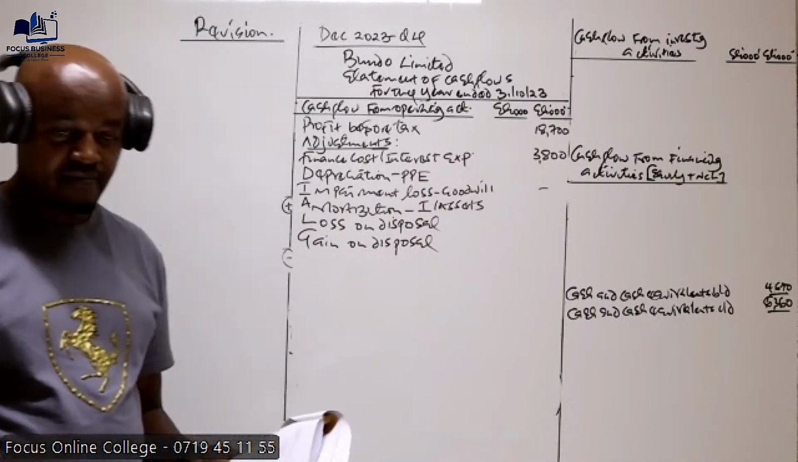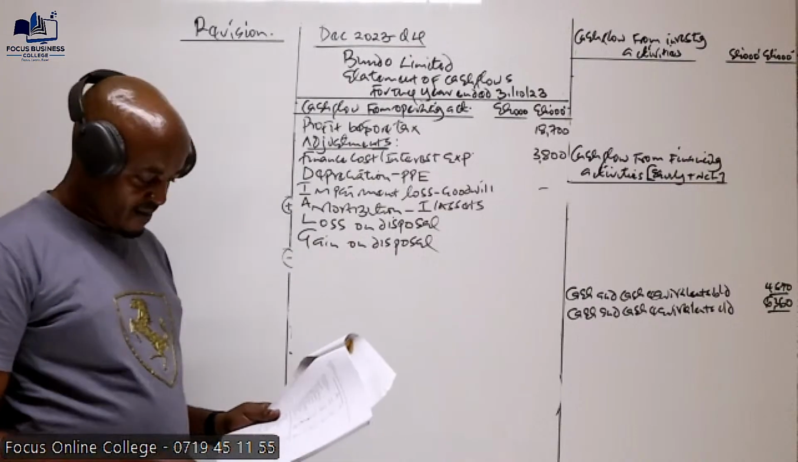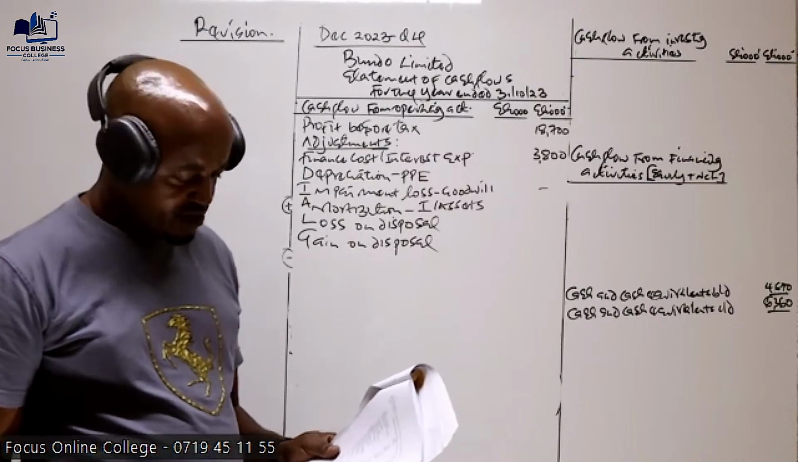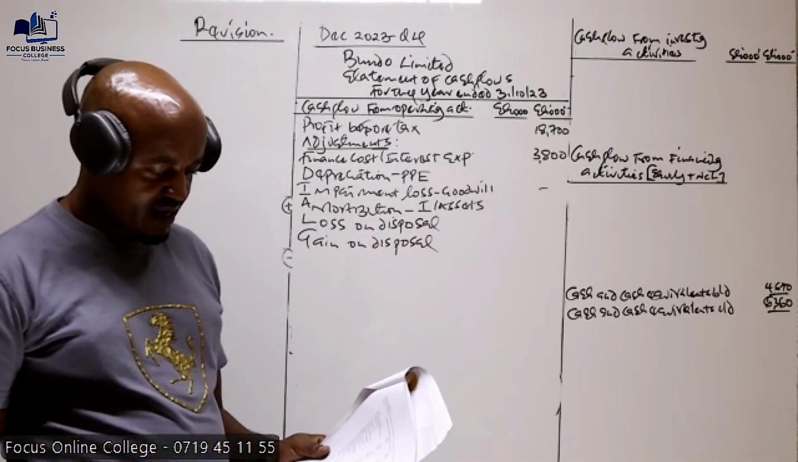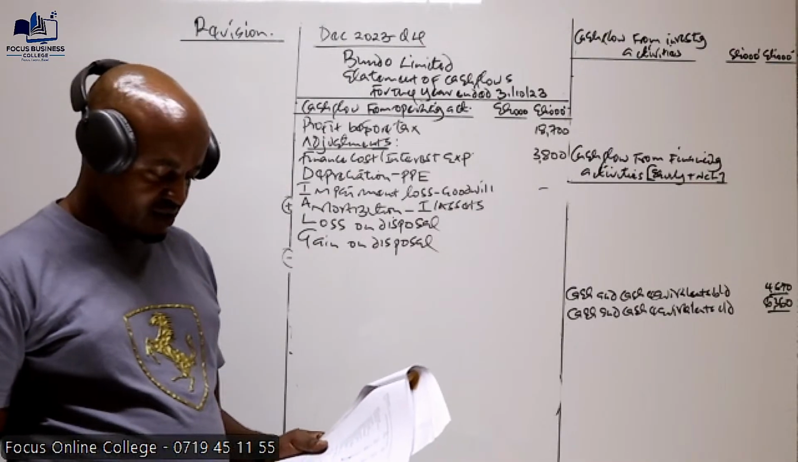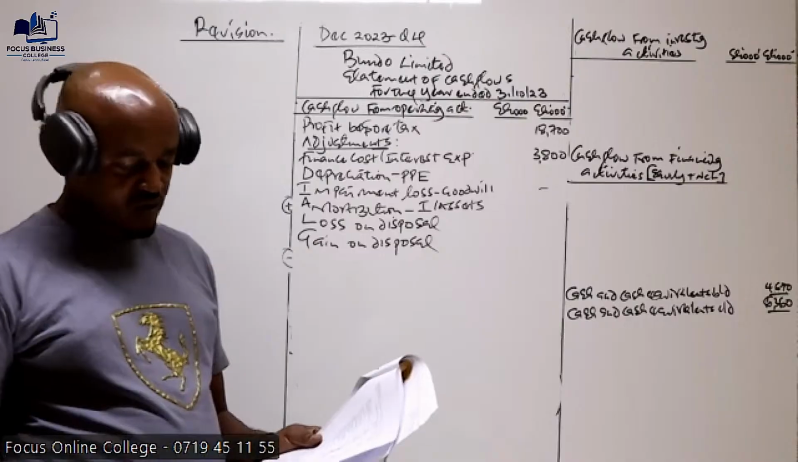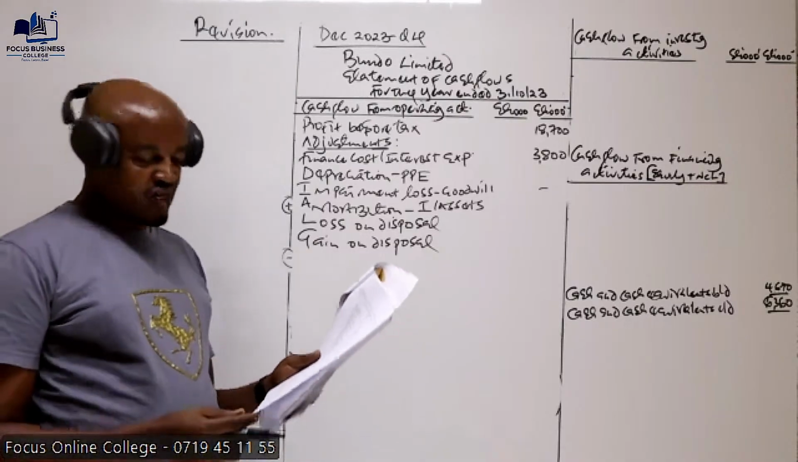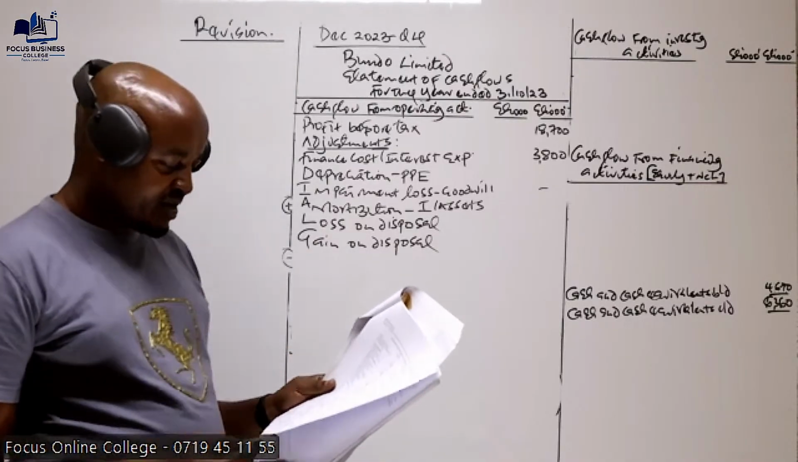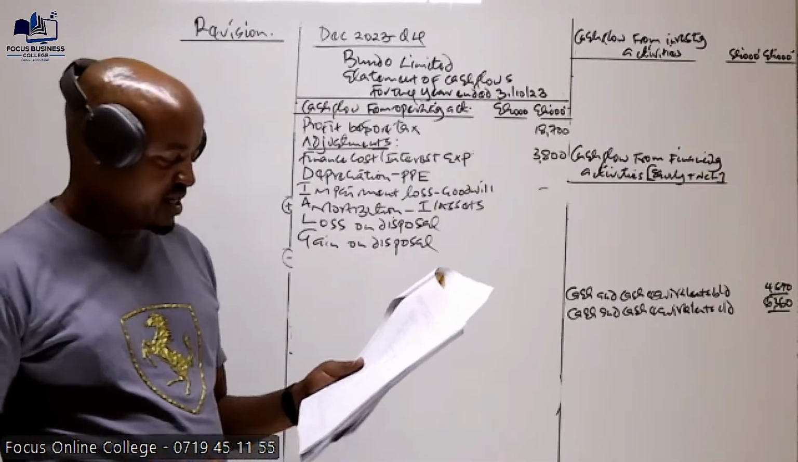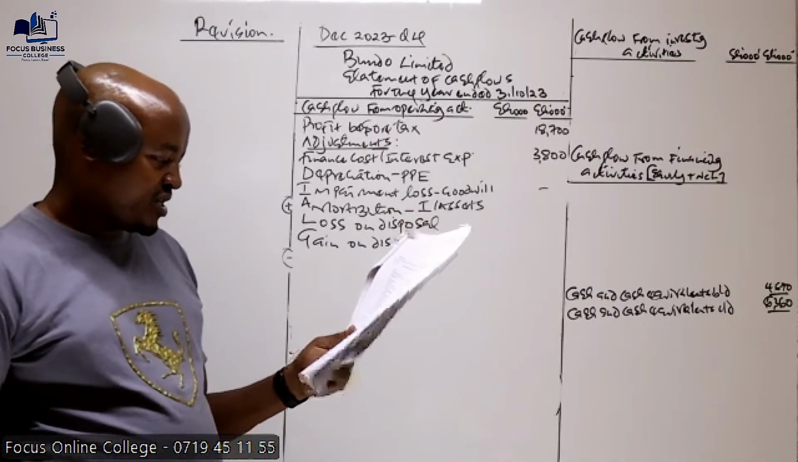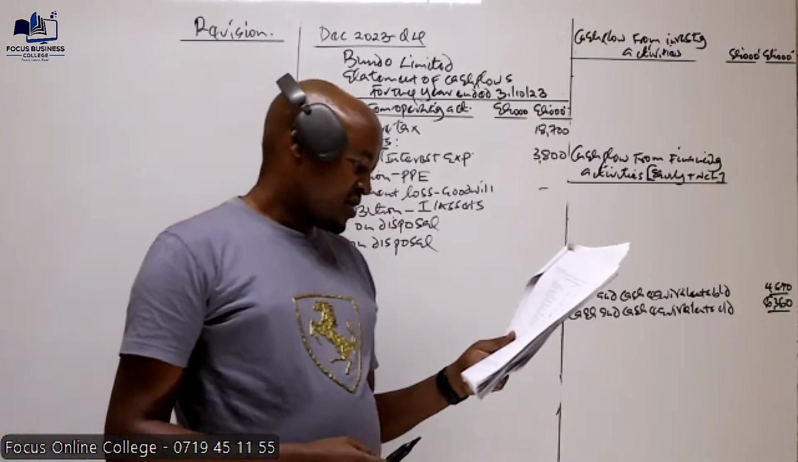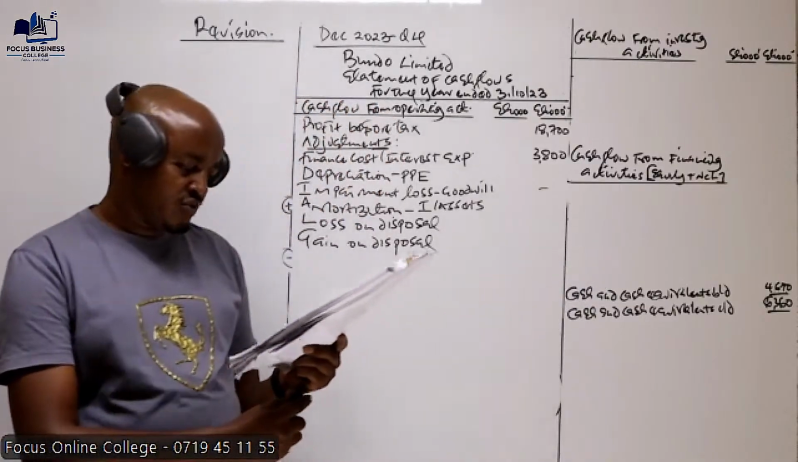We see what you're given in the additional information. In note number 1, we are told the property, plant, and equipment was made up as follows. We are given the costs of the PPE at the start and also at the end. We have accumulated depreciation at the start and also at the end. Then we have the carrying amount, which is the same as the net book value.